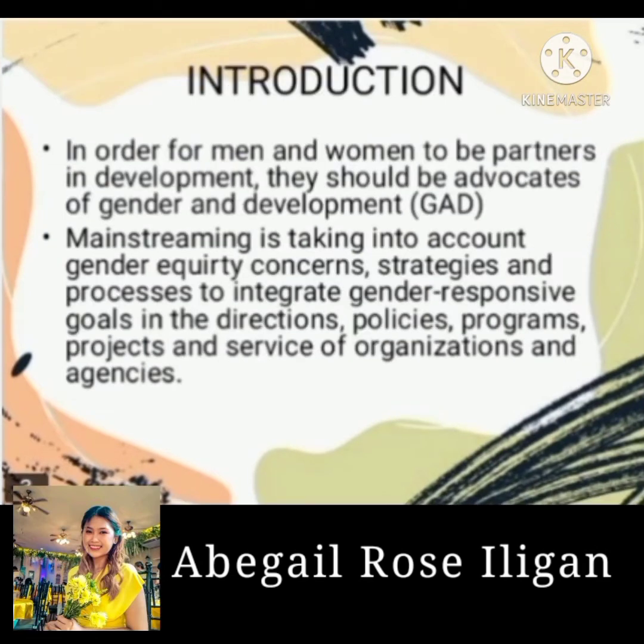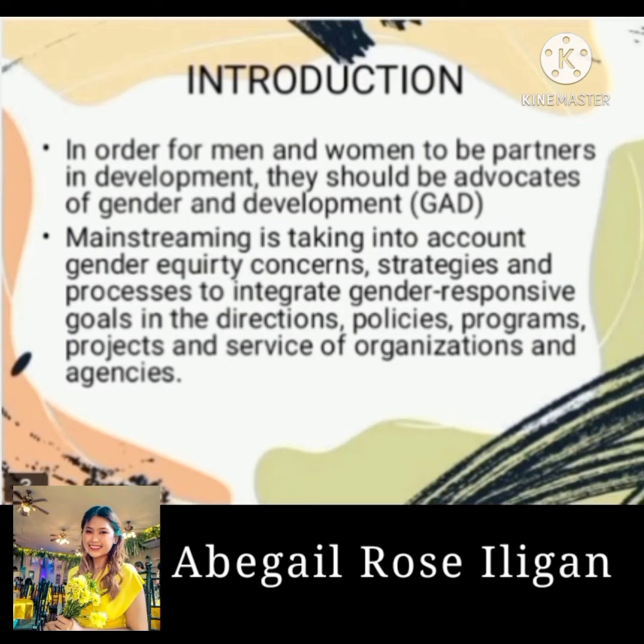For our introduction, in order for men and women to be partners in development, they should be advocates of gender and development, or GAD. So what is GAD? The gender and development approach focuses on the socially constructed basis of differences between men and women and emphasizes the need to challenge existing gender roles and relations.